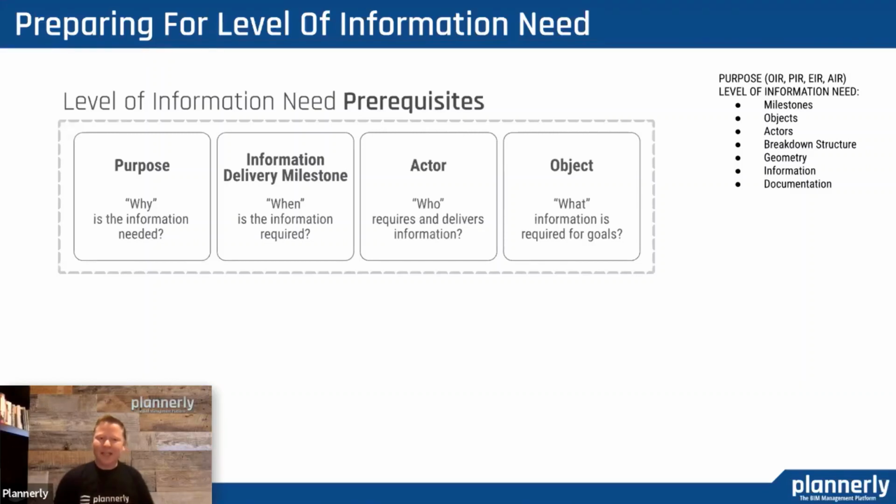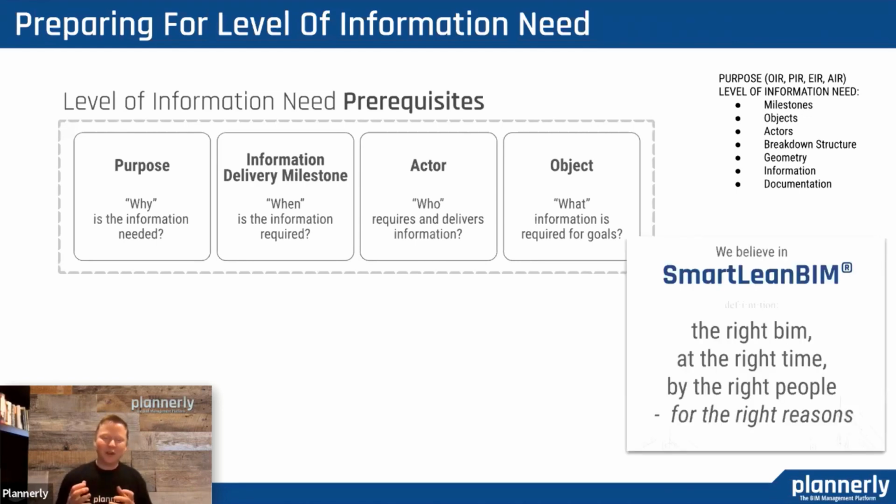So the first part is preparing for level of information need. So the prerequisites. If you know about the team here, we always talk about this concept of smart, lean BIM. And that's really how to make sure that you do the right BIM at the right time by the right people for the right reasons. And to prepare for that, we need to ask why.